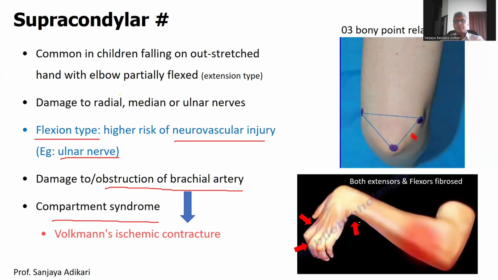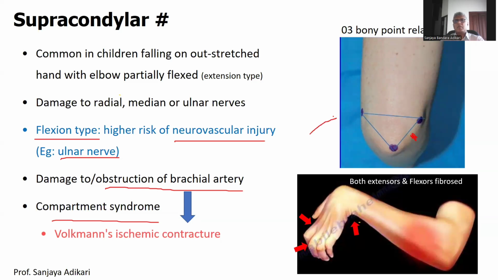So what happens is the tension in the fibrosed flexor muscles will flex the wrist joint and the interphalangeal joints, and the tension in the extensor muscles due to fibrosis will extend the metacarpophalangeal joints. Okay, so you get full claw hand in Volkmann ischemic contracture. And there's another small point.